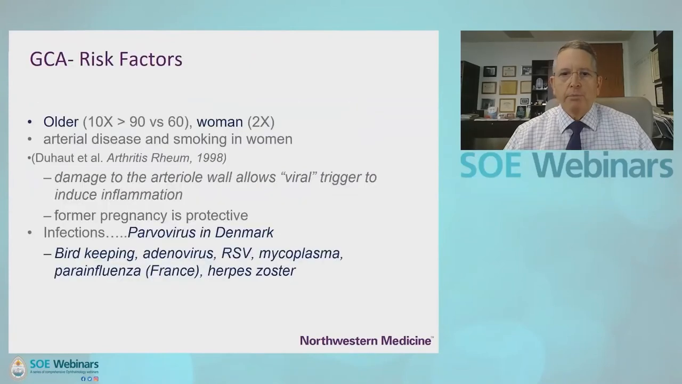Risk factors, by far the most important, is older age. This diagnosis is on the top of your list in any patient, particularly over age 75, but even as you get older into the 80s and 90s, any type of neuro-ophthalmic presentation, whether it's vision loss or double vision, should have temporal arteritis in the differential diagnosis. Definitely the possibility that some type of triggering arterial disease, there are some reports to suggest that smoking is a risk factor that allows a potential, for instance, viral pathogen or other entity to trigger the inflammatory response in the blood vessels. One epidemiologic study showed that former pregnancy is protective. And there have been a number of interesting reports in populations in which the listed entities, parvovirus, bird keeping, adenovirus, RSV, and others, might be risk factors for this condition.